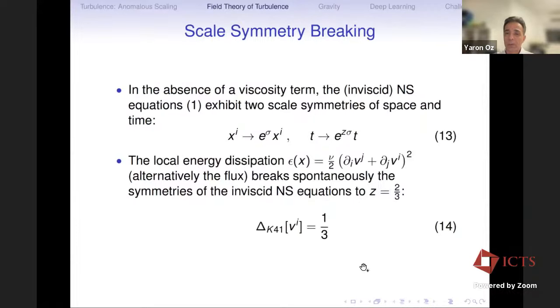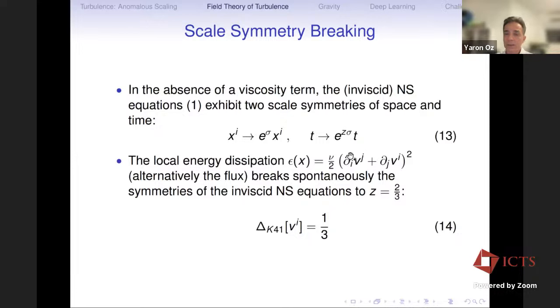Now, there is no random geometry in turbulence, right? So where does it come from? Here, I want to show you first an observation of where Kolmogorov scaling came from from the field theory point of view. If you look at the Navier-Stokes equations in the infinite Reynolds number limit, without viscosity, it's well known that it has two different scale symmetries. x goes to e to the sigma x, where sigma is a free parameter, and t goes to e to the z sigma t, where z is another free parameter. So it's a different scaling of space and time, a well-known result. You can just check the equation, it has these symmetries.